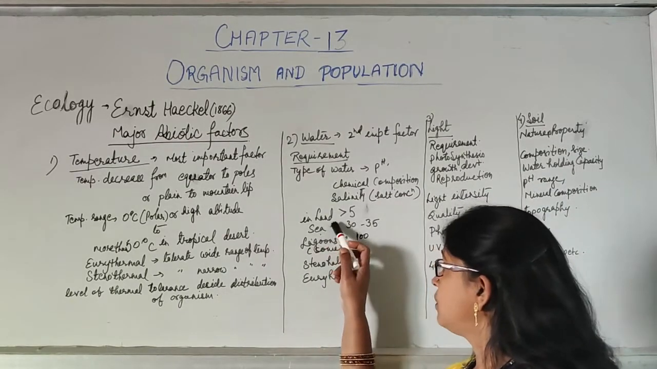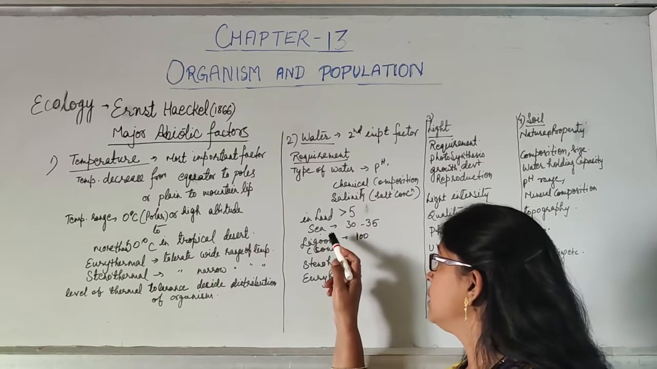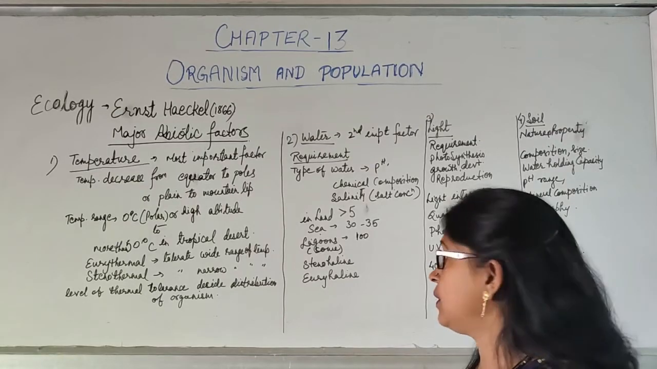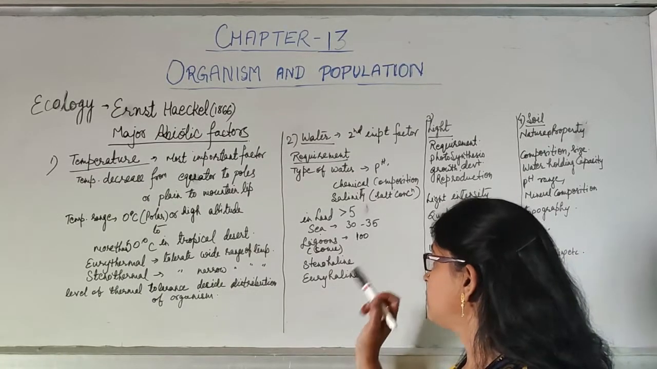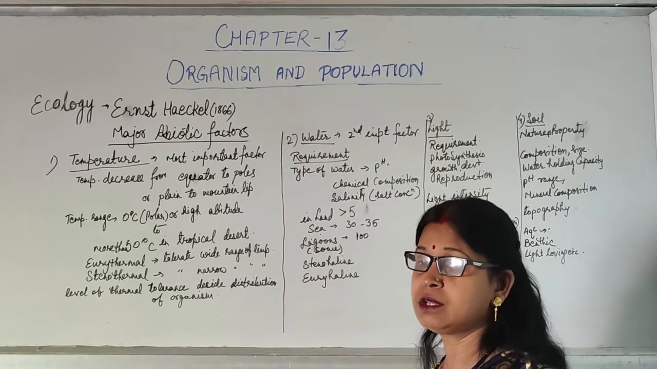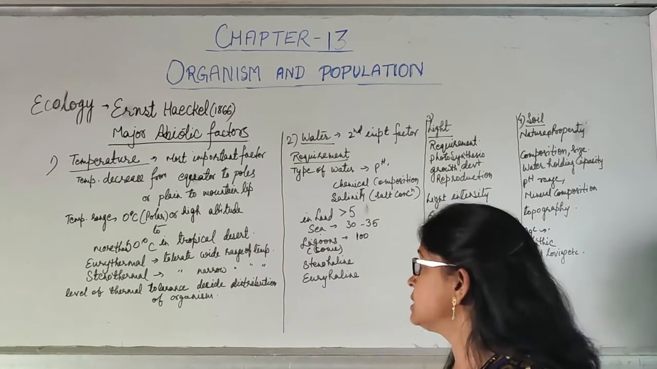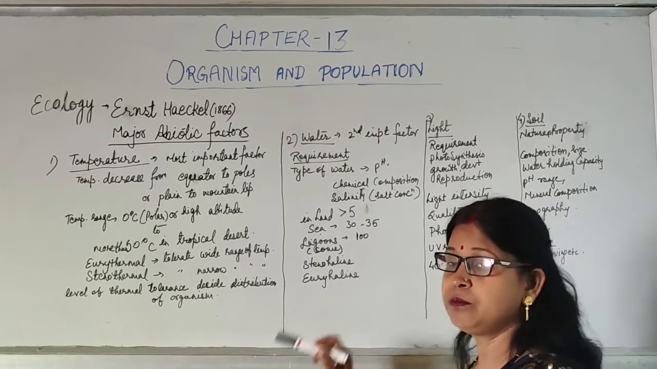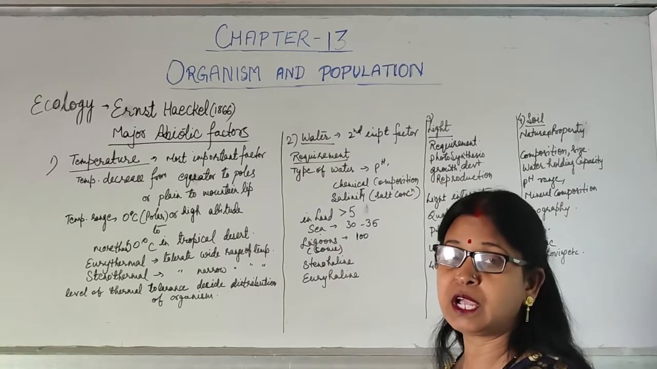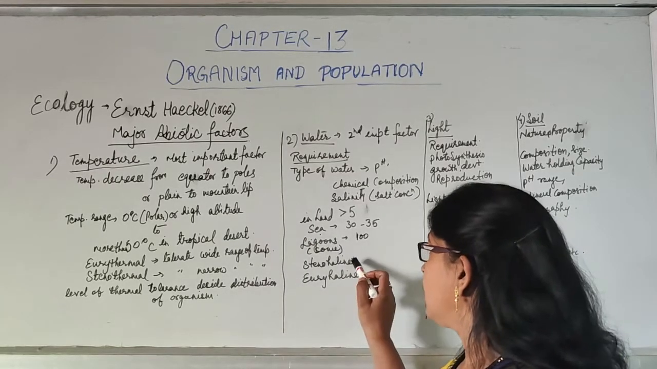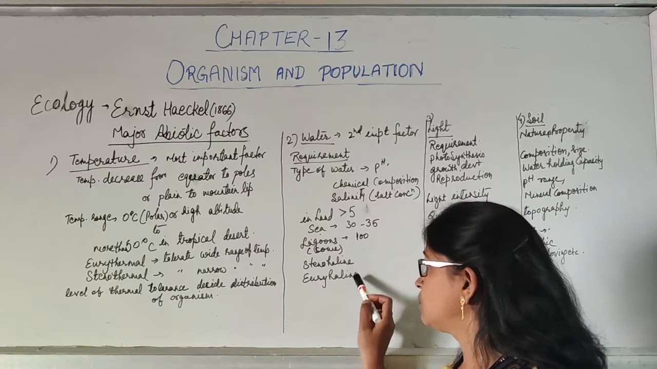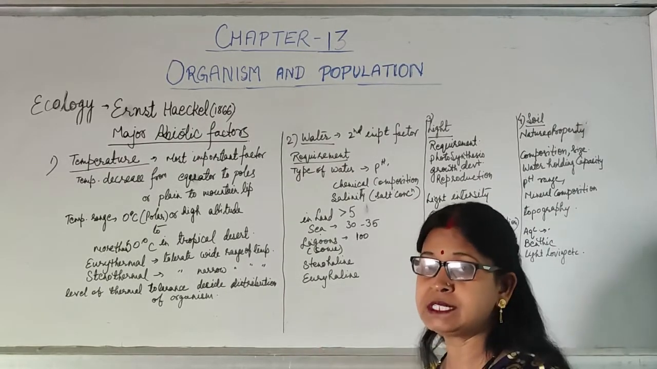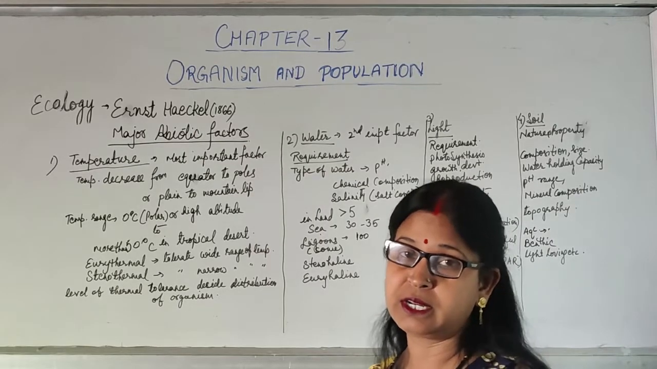Now salinity is about 5 or less than 5 in inland water, but in the sea it is about 30 to 35, and in some lagoons about 100. That means salinity also differs at different places. So that's why organisms will also be distributed in different areas, and different types of organisms will be there. Organisms are also divided into two types, that is stenohaline and euryhaline, depending upon how much salinity they can tolerate.